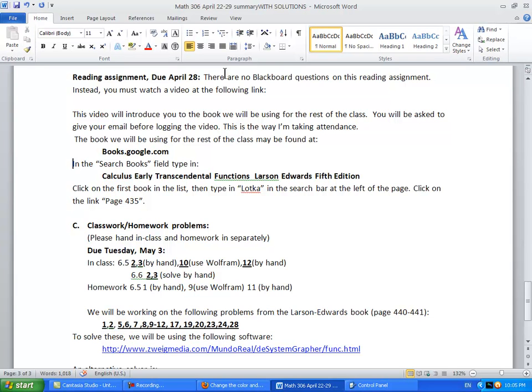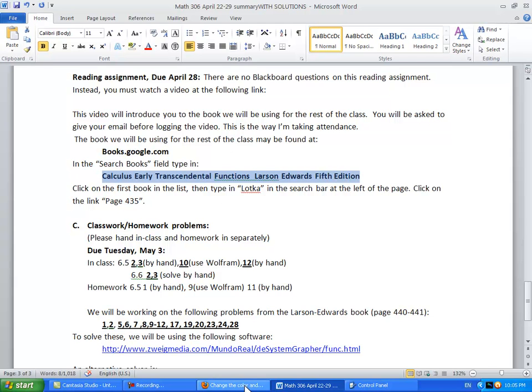Okay, I'm going to show you how to get to the online book that we're going to be using for the last couple of classes. You can see the instructions here in the handout that I emailed out. First you go to books.google.com and then you type this into the search books window. So I'm going to cut and paste this into the search books window.